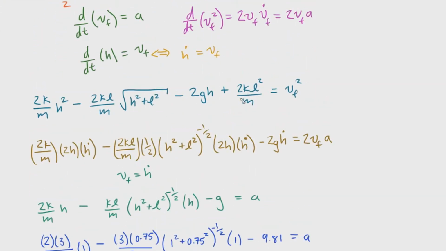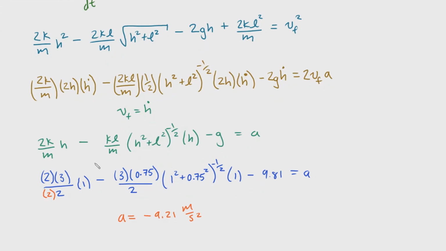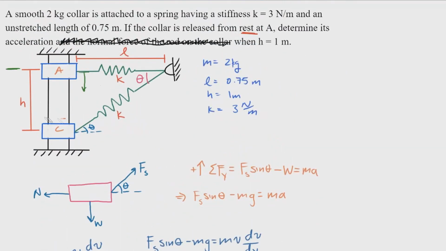So once we understood those concepts, all we did was take the time derivative of the whole equation, and then all we did was isolate a and recognize that final velocity is the same as the time derivative of h. So when we isolate a, we get this equation right here, and all we have to do, I forgot a 2, all we have to do is plug in the values that were given in the problem, and then at the end of it, you get negative 9.21 meters per second squared, and that is how fast the collar is accelerating once it hits the point C.